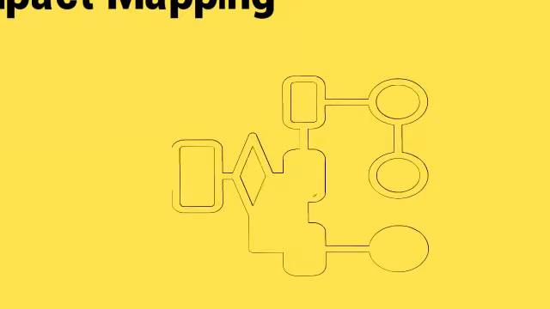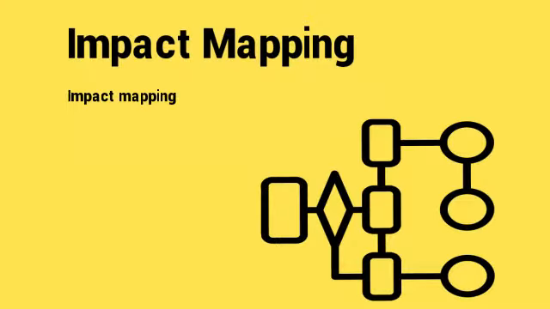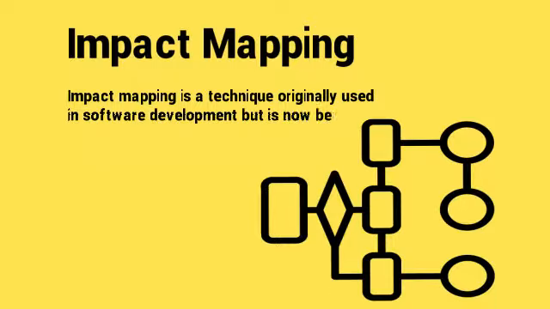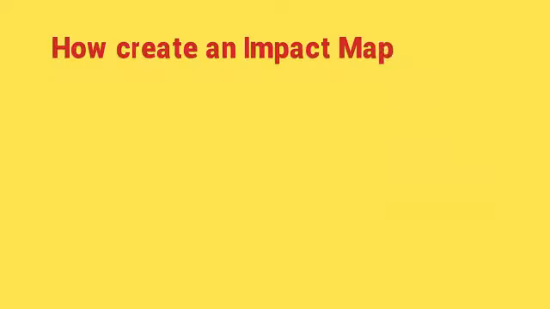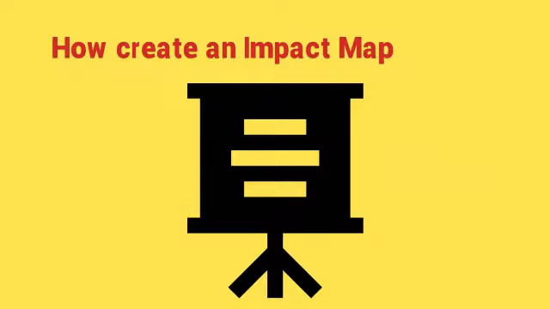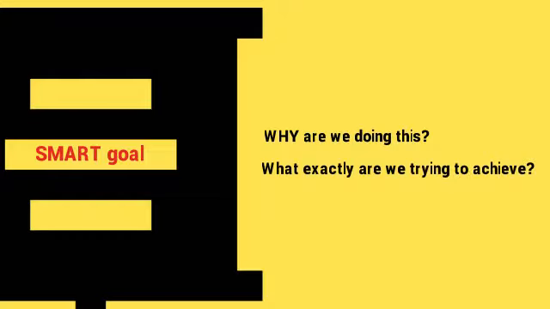Impact mapping. Impact mapping is a technique originally used in software development, but is now being used by many organizations to create a strategy for making maximum impact. How to create an impact map. Discuss and put in the center of a flip chart a goal you want to achieve. Satisfying SMART criteria would be great. It answers the first question, why are we doing this? What exactly are we trying to achieve?